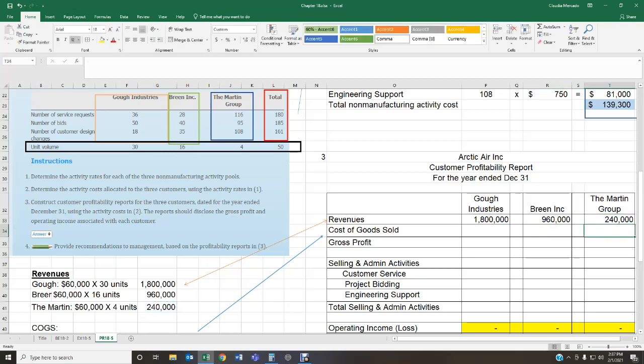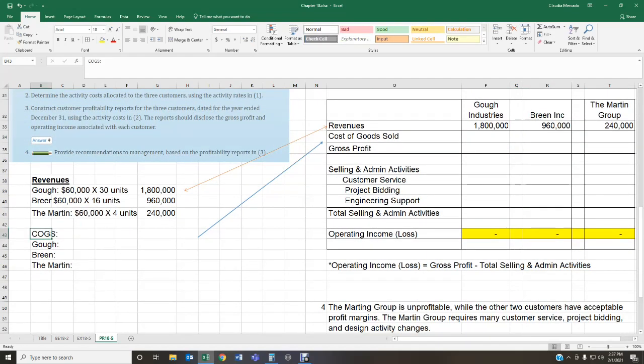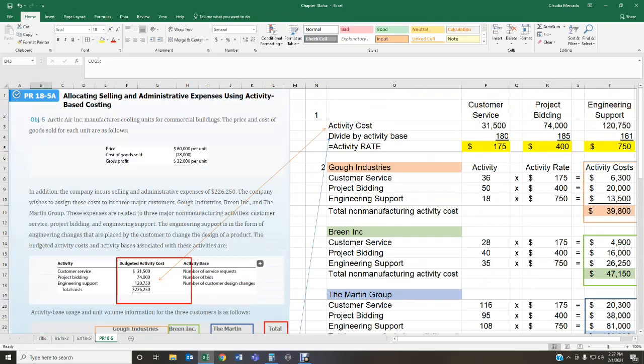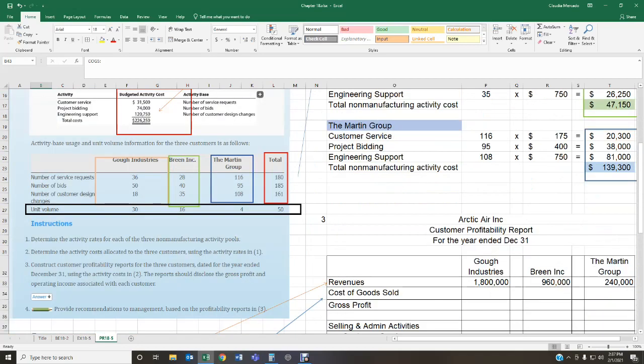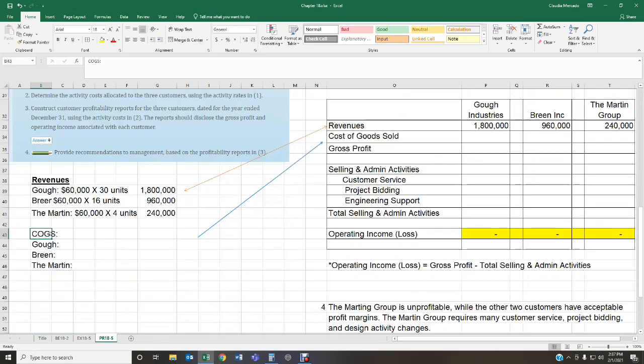Now we have to calculate our cost of goods sold. Our cost of goods sold information is also provided. It's 28,000 per unit. And it's in parentheses because this is a cost. So to figure this out, I'm going to put it in parentheses. I've got 28,000.